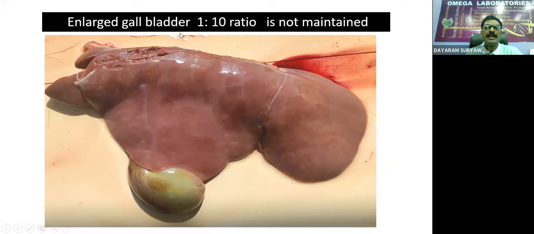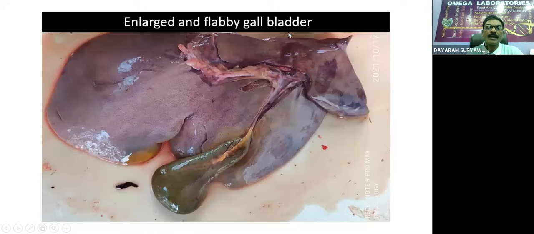Again, the enlarged gallbladder, with the 1:10 ratio not maintained. Here we can see the flabbiness of the gallbladder. So up till now we have been able to observe different gallbladders. They have a tense consistency, but here you can see the shape of the gallbladder has changed. It looks like a pendulous one, and it's uneven and flabby. A flabby type of gallbladder is there.